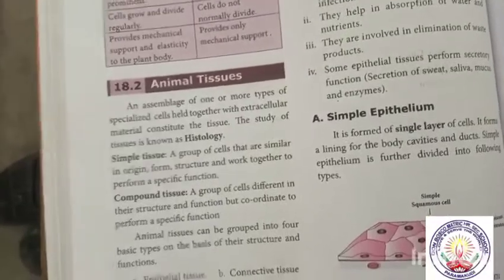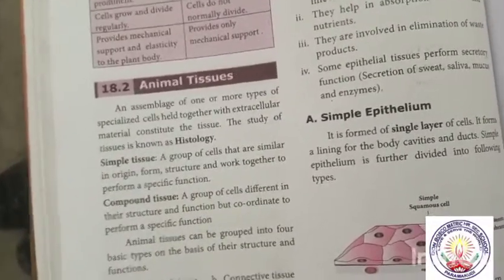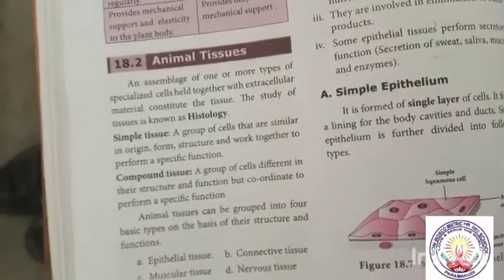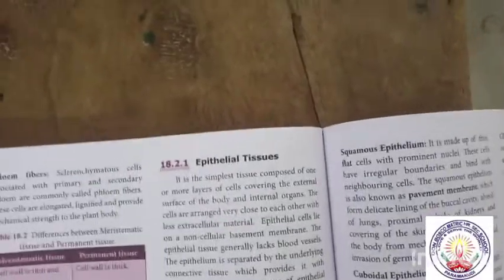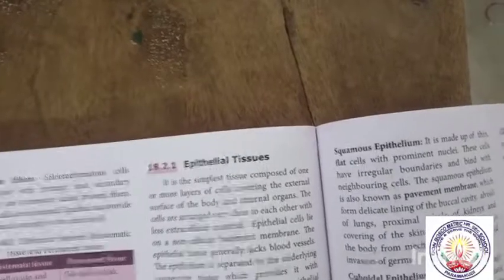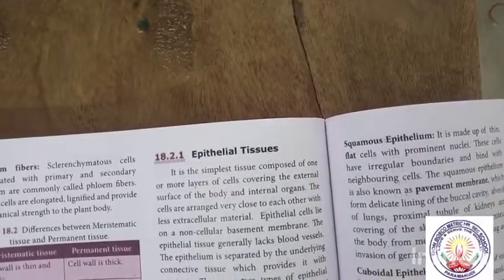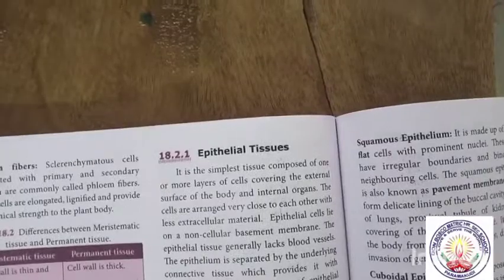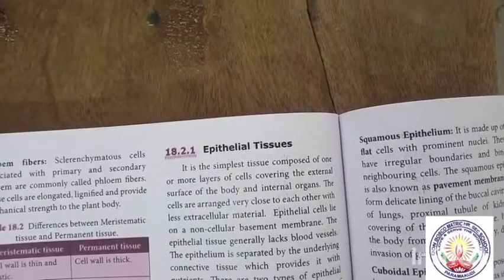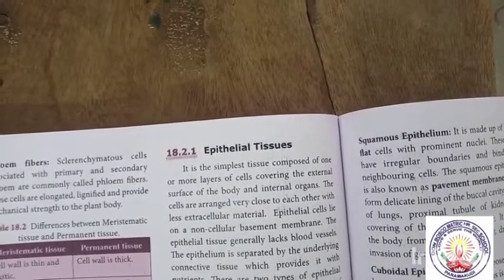Animal tissue can be grouped into four basic types on the basis of their structure and function: epithelial tissue, connective tissue, muscular tissue and nerve tissue. First we discuss epithelial tissue. It is the simplest tissue, composed of one or more layers of cells covering the external surface of the body and the internal organs. The cells are arranged very close to each other with less extracellular material. Epithelial cells lie on a non-cellular basement membrane.